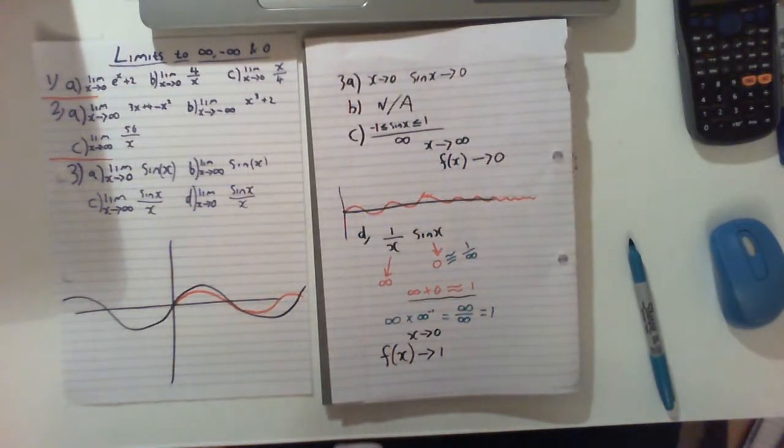And that's all for my examples on limits for infinity, minus infinity, and 0.